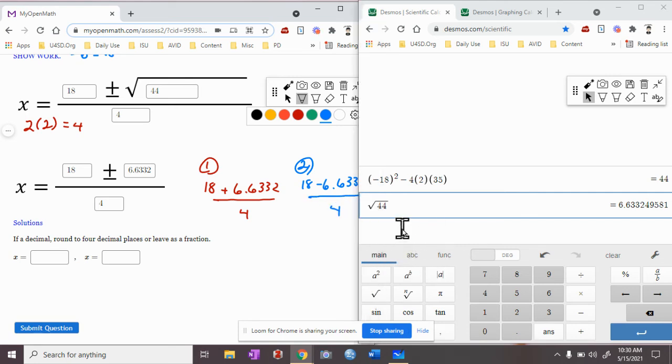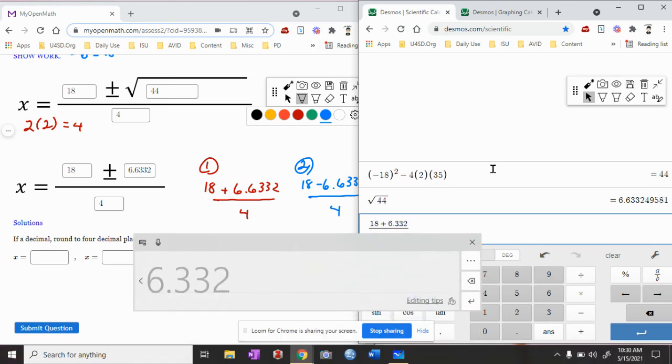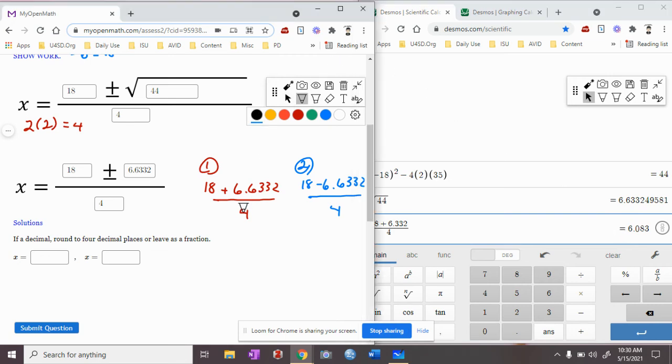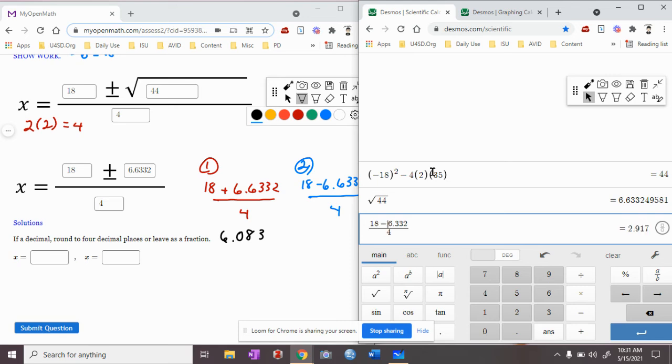And I can do that here, again, 18 plus 6.6332, and I need all of that in my denominator. So then I will hit the divide button. Okay. And then I'm going to put 4, and that gives me 6.083. Okay. And then I come over here, and I'm just going to change this to a minus. Then I get 2.917.